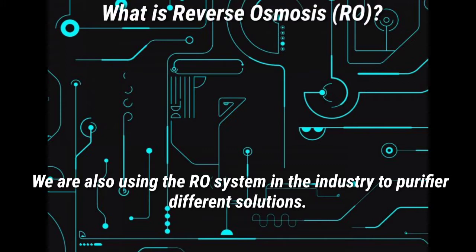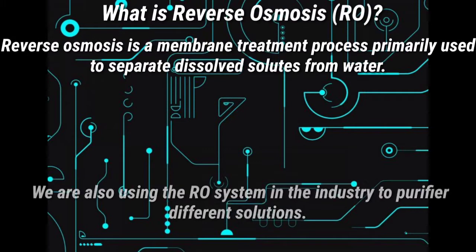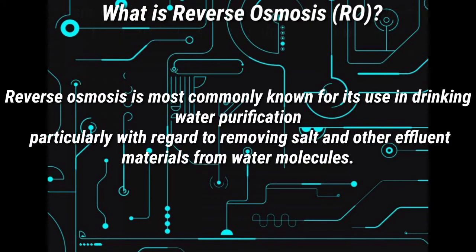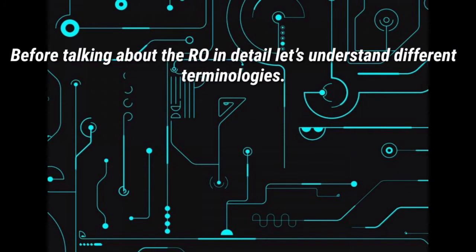So what is reverse osmosis RO? Reverse osmosis is the membrane treatment process primarily used to separate dissolved solids from water. Reverse osmosis is most commonly known for its use in drinking water purification, particularly with regard to removing salt and other efficient materials from water molecules. Before talking about RO in detail, let's understand different terminologies.